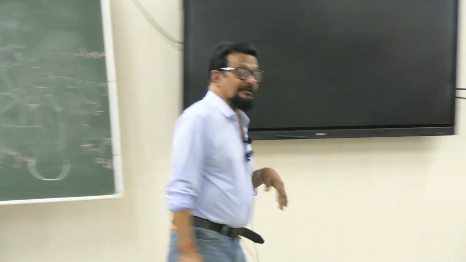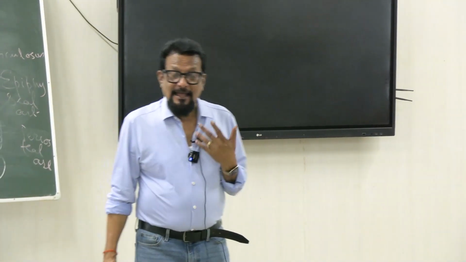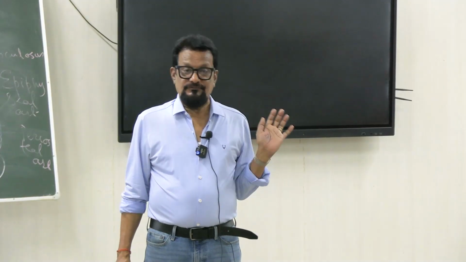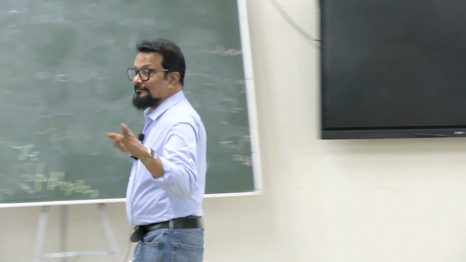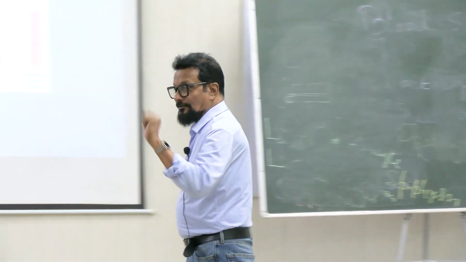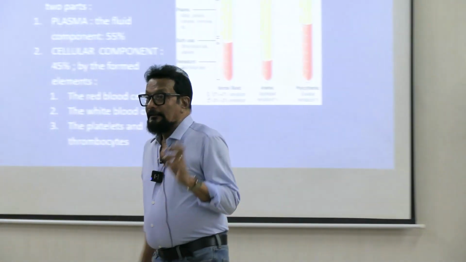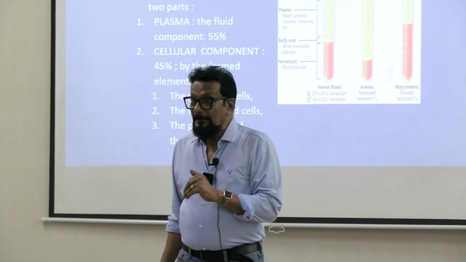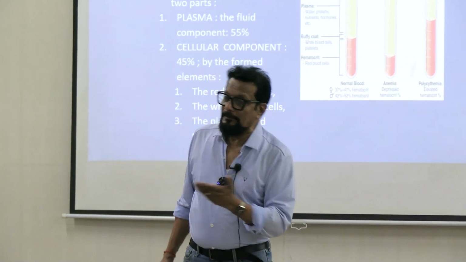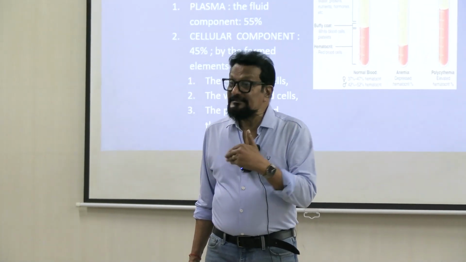Now we can classify anemia in different forms. One is etiologically. What type of classification? We'll take a class on this. We can classify anemia etiologically: how it developed, why it developed, what is the reason behind it.